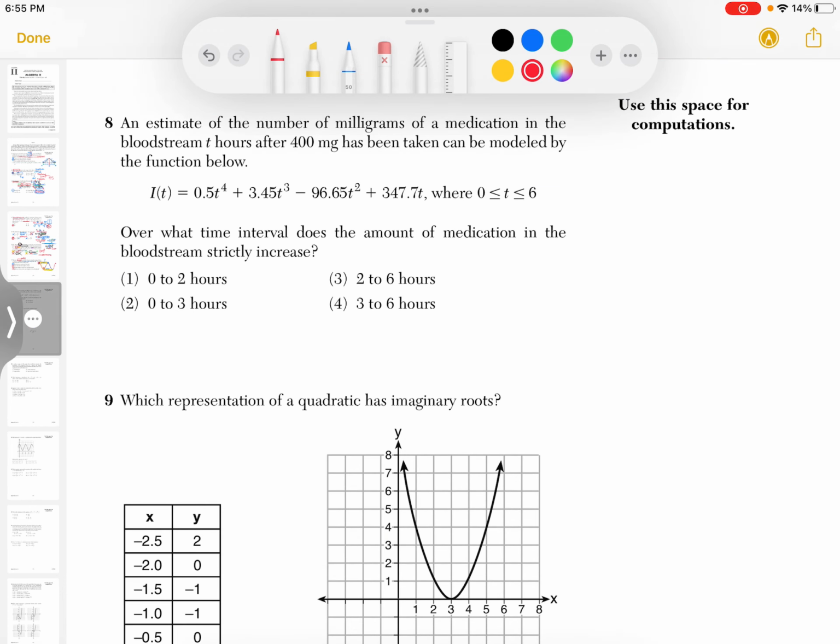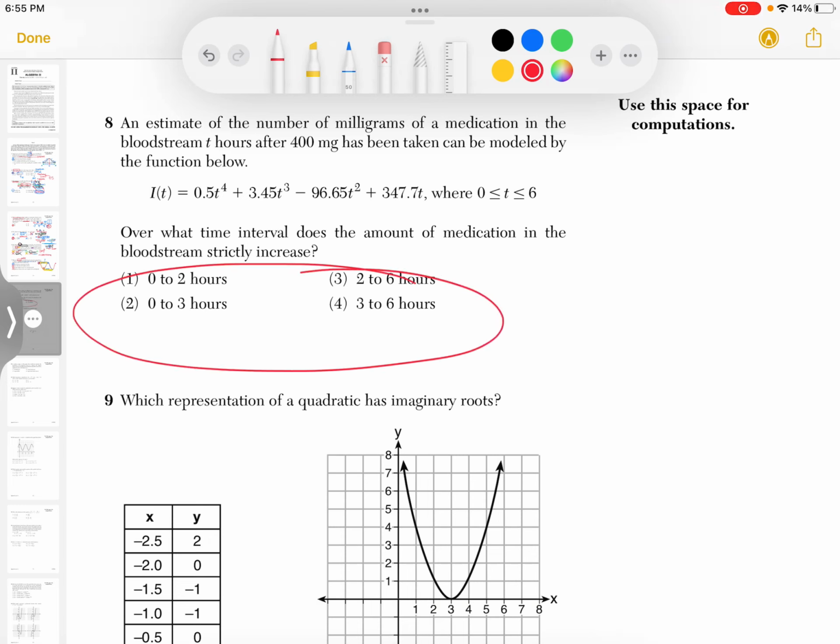All right, number 8, and yuck. This question is not so bad, but that equation was bad. So it says an estimate of the number of milligrams of a medication in the bloodstream T hours after 400 milligrams has been taken can be modeled by the function below. Over what time interval does the amount of medication in the bloodstream strictly increase?